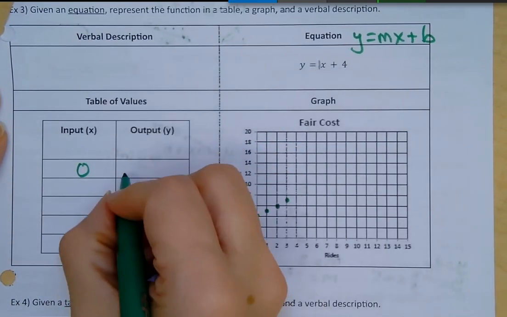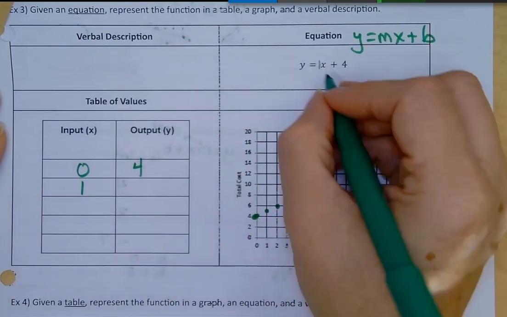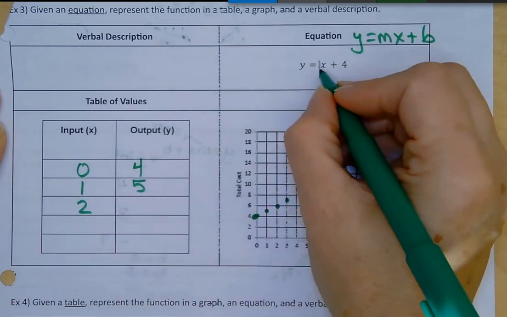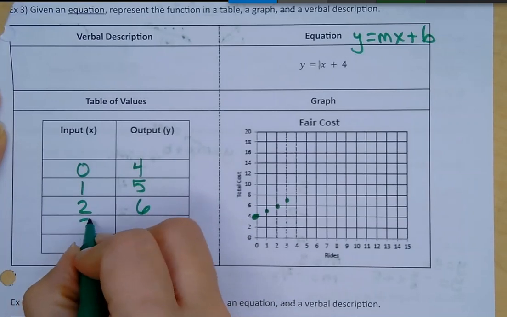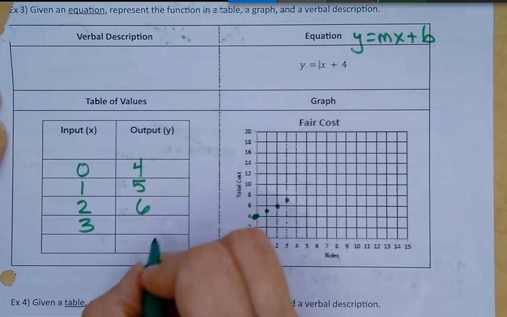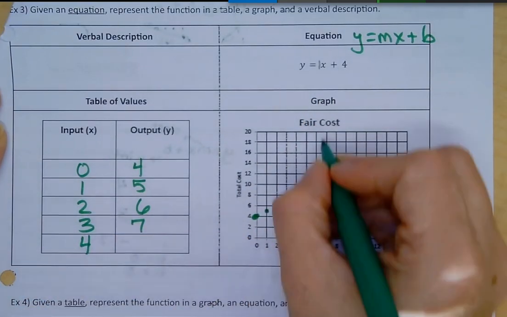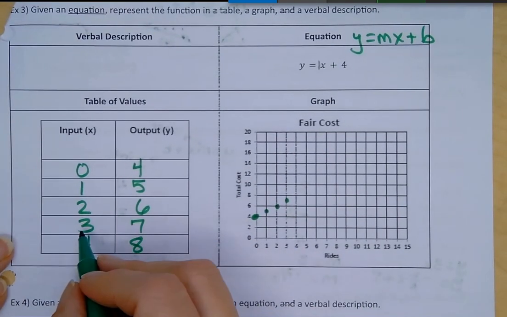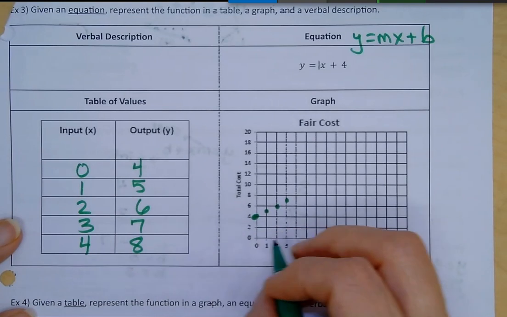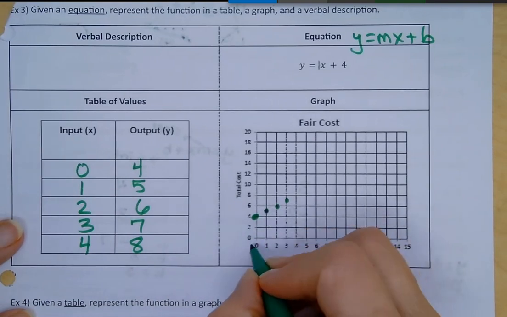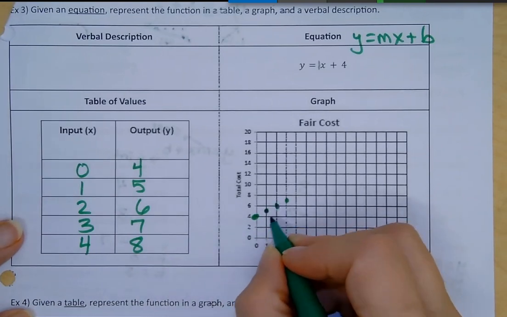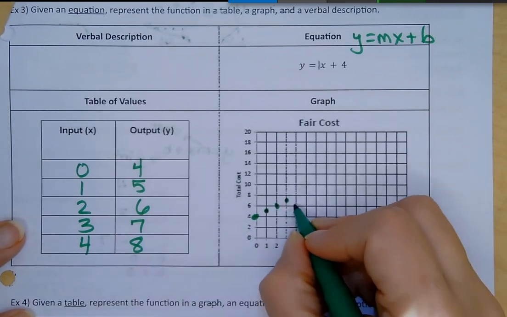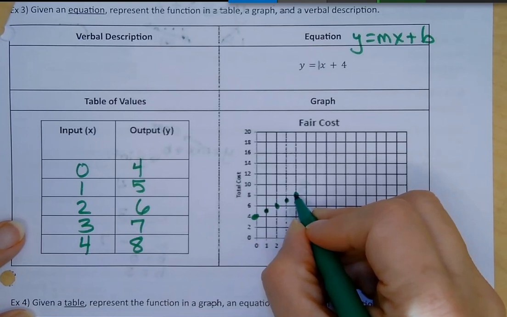If x is 0, then y is just 4. If x is 1, 1 plus 4 is 5. If x is 2, 2 plus 4 is 6, and so on. If x is 3, 3 plus 4 is 7, and if x is 4, 4 plus 4 is 8. All right, so I have my ordered pairs that I can plot, so I'm going to go to 1, 5, 2, 6, 3, 7, and I can go to 4, 8, right there.